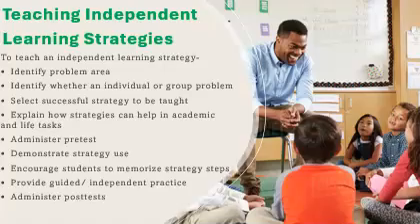To teach an independent learning strategy, first identify the problem area, and then identify whether it's an individual or a group problem. Then select successful strategies to be taught to the class. Explain how that strategy can help in academic and life tasks. Administer a pretest to see how these students do. Demonstrate strategy use using a whole lot of verbal content whenever you're teaching it. Encourage students to memorize the strategy steps. Provide guided independent practice, and administer a post-test to see if these students actually learned the learning strategy.